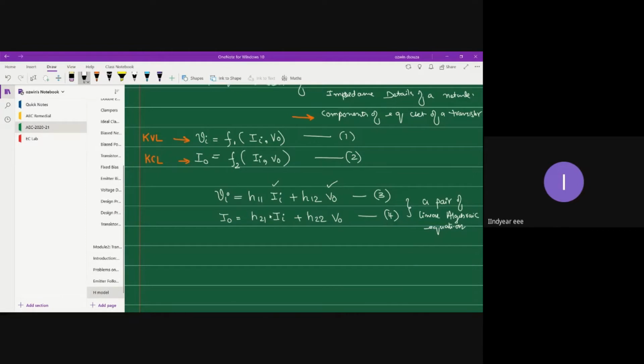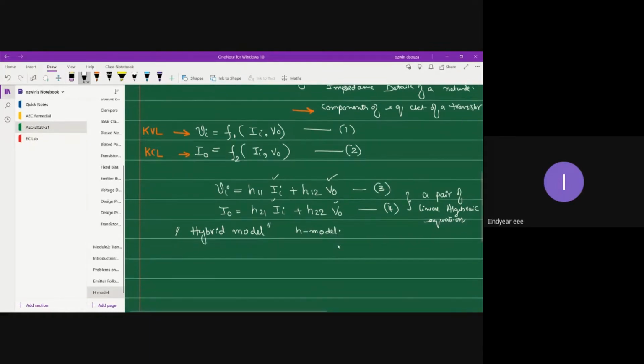Similarly, equation 4 consists of a product, which is in turn composed of a current factor as well as a voltage factor. So basically, in your equations both currents as well as voltages are present. Mixed terms are present. That's the reason this particular model is called the hybrid model. Hybrid means mix, right? So your equations will have voltages as well as current. It's a mixture of voltage and current. Hence, it is called the hybrid model, in short, the H model.